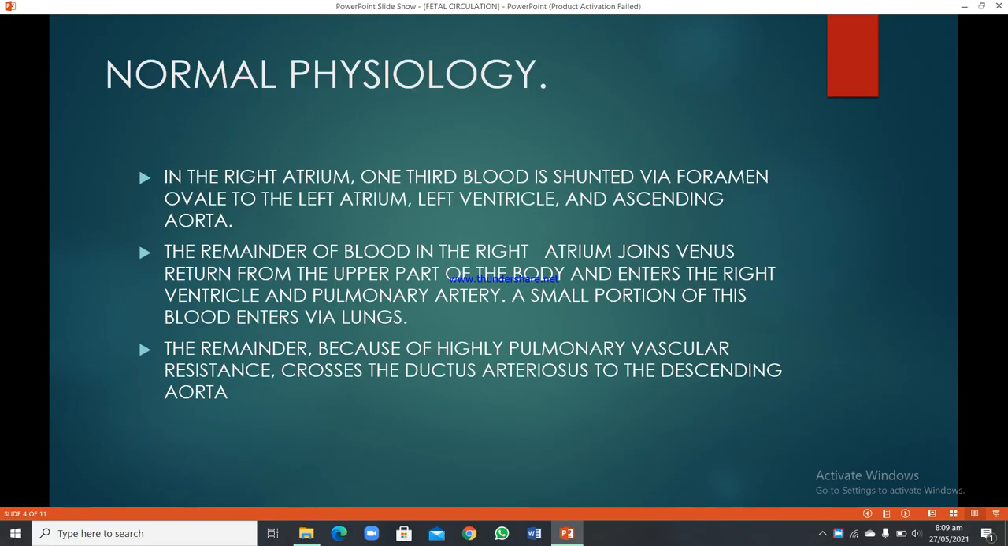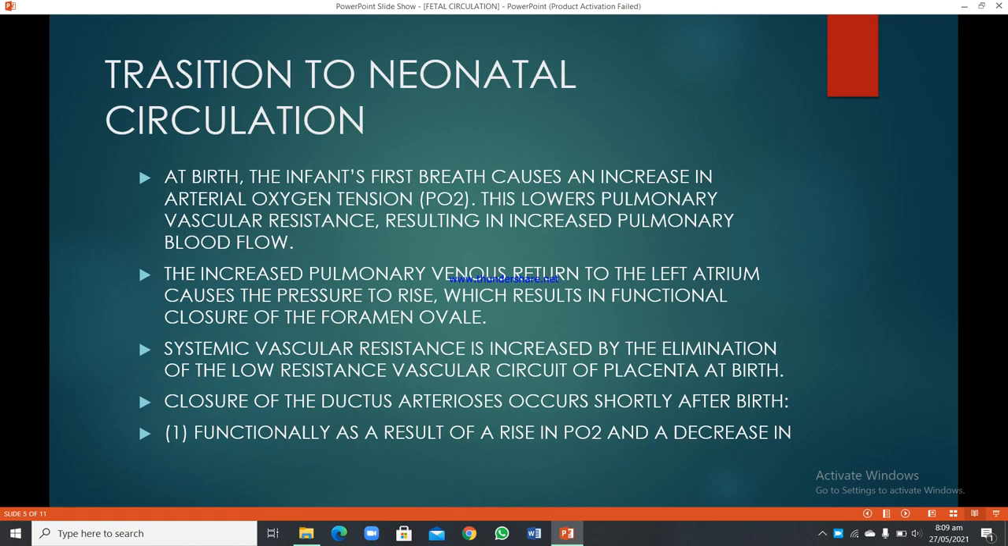In the right atrium, one third of the blood is shunted via the foramen ovale to the left atrium, left ventricle and ascending aorta. The remainder of the blood in the right atrium joins the venous return from the upper part of the body and enters the right ventricle and pulmonary artery. Only a small portion of this blood enters the lungs. The remainder, because of high pulmonary vascular resistance, crosses the ductus arteriosus to the descending aorta.